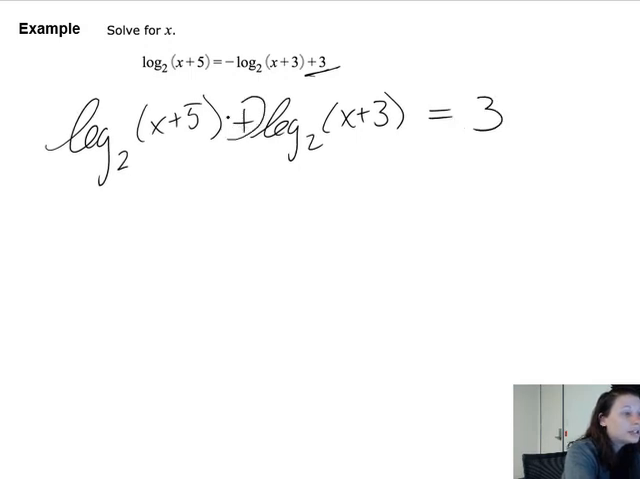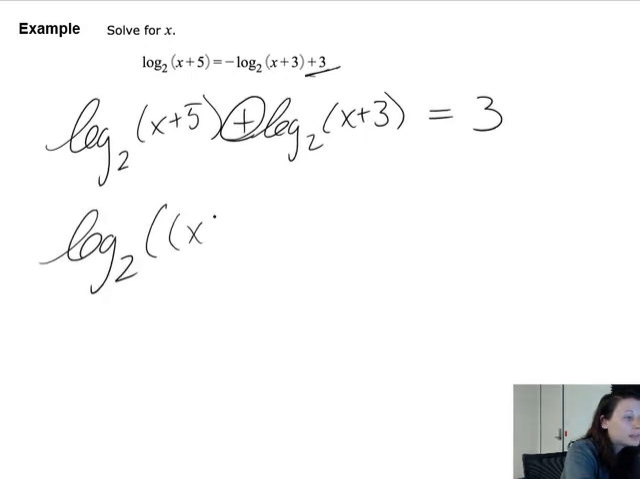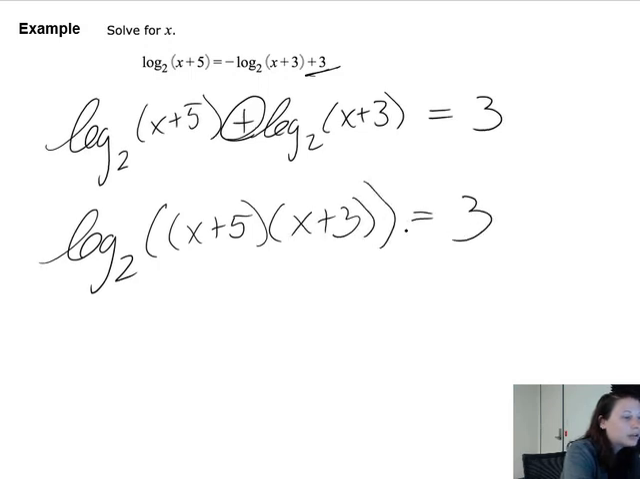Well, this is addition on the outside. That means we can multiply the insides. Log base 2 of (x plus 5) times (x plus 3) equals 3. Well, now we can do that trick that we were trying to do last time. 2 to that side, 2 to that side, these cancel.